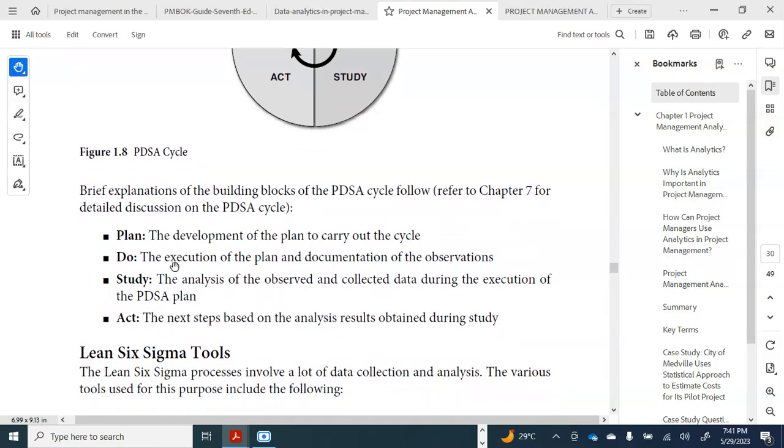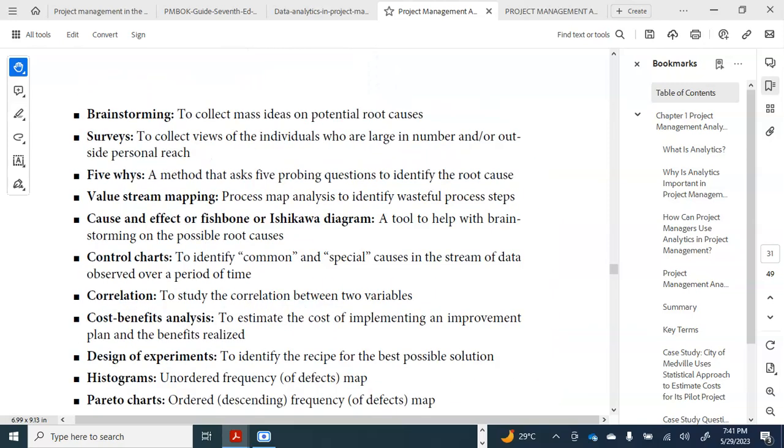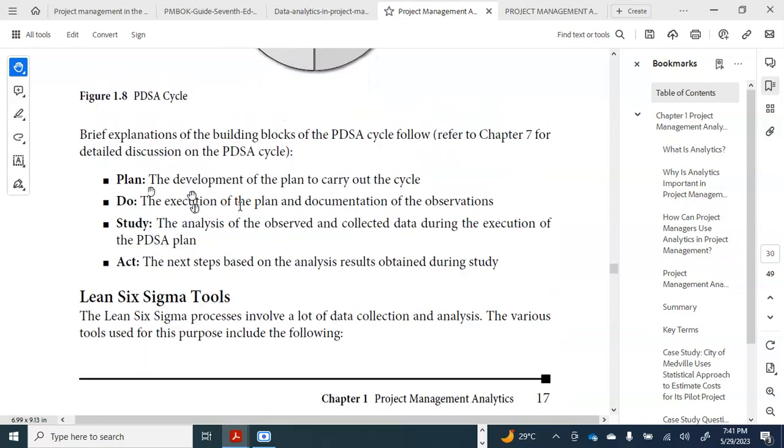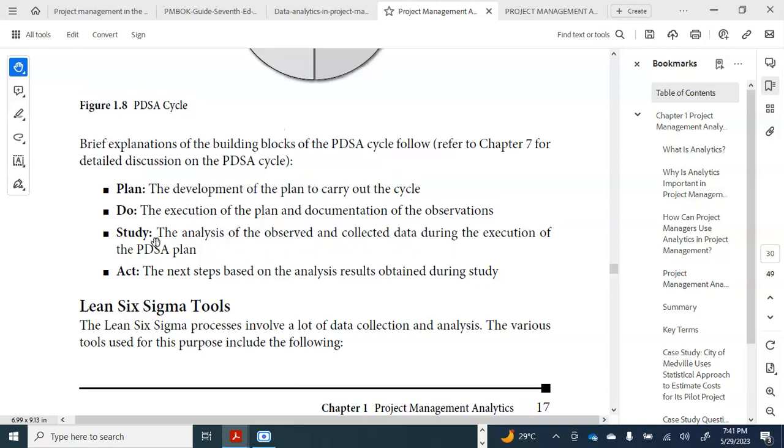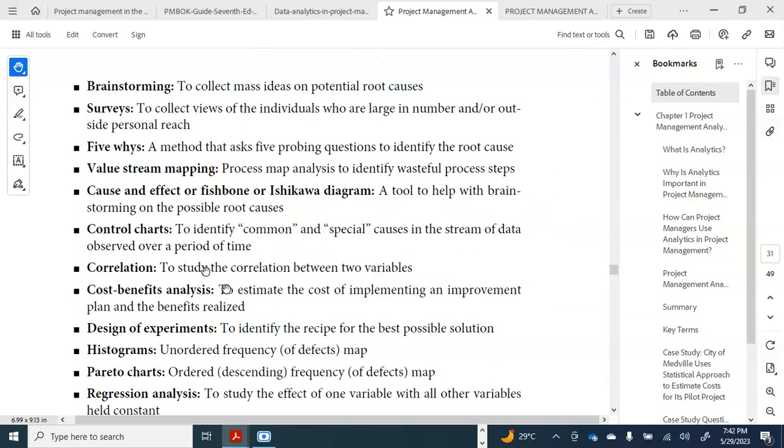So I'll give us this material so we'll study it to get more knowledge. You plan: the development of a plan to carry out the cycle. Do: the execution of the plan and documentation of the observations, right? Study: the analysis of the observations and collection of data. You see that now? Collection of data during the execution of the plan. Plan, do, study, and act. So the act is the next step based on the analysis results obtained during study. So Lean Six Sigma, we have to go and study this to understand what it is.